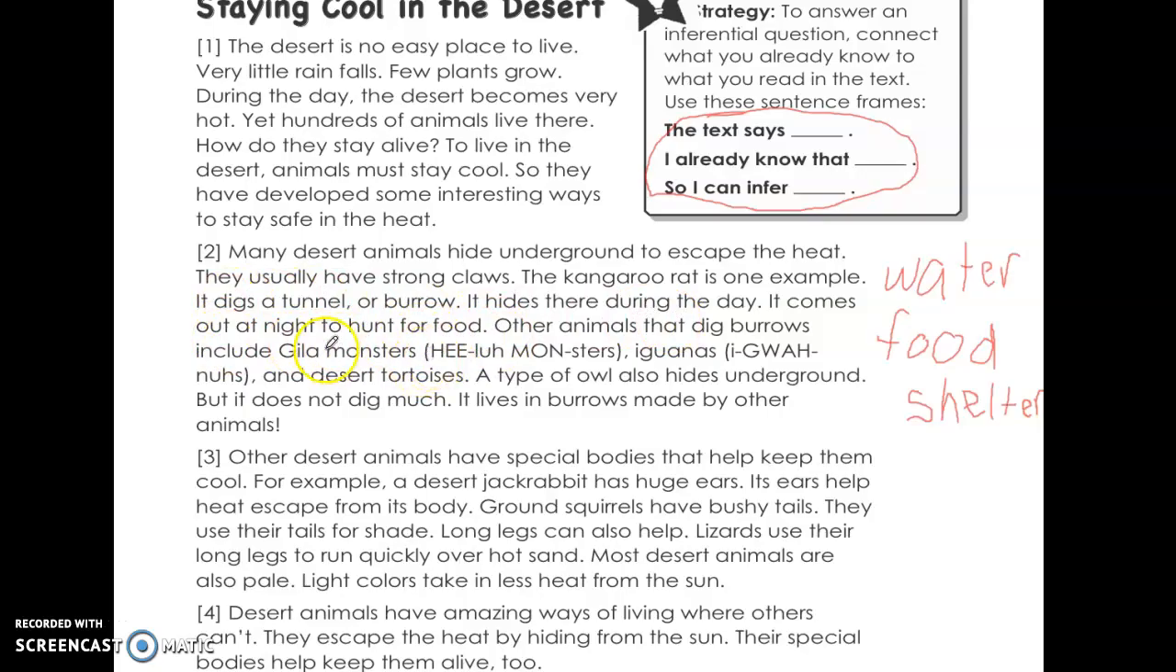And if you ever come to a word that you don't know, I'm not that familiar with that word, but luckily they gave me a pronunciation guide. So when you look at these, you just say the letters exactly how they appear, and it will give you how you say this word. So the Gila monsters, iguanas, and desert tortoises. A type of owl also hides underground, but it does not dig much. It lives in burrows made by other animals.